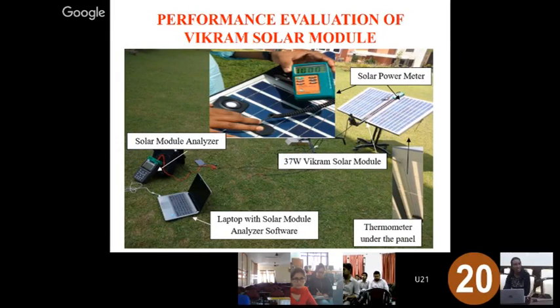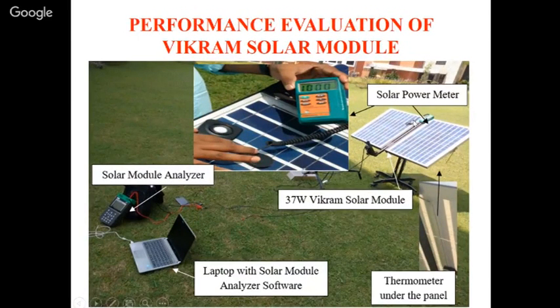First of all, yesterday we were seeing the simulation part, and now we will see the hardware, which you can see on the screen. We have the system in our laboratory. You can see here a 37 watt Vikram solar module. Yesterday I showed you how to include that Vikram solar module in the MATLAB environment: you take the data sheet, go to mask, mask the parameters, put the initialization, and put all the parameters.